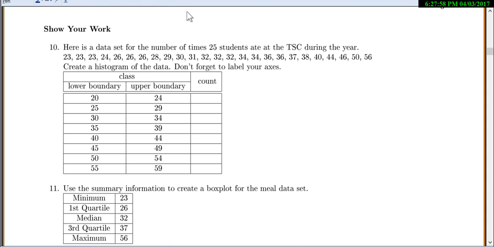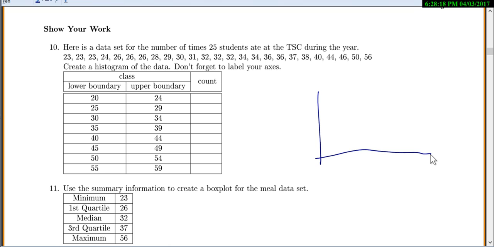So number 10, we have a data set for the number of times 25 students ate at the TSC during the year. Here's all of their number of times they ate. We want to create a histogram for our data, and don't forget to label our axes. You can see here I give you your lower bounds and upper bounds. So all we have to do is count the number of times each one shows up, and then graph it.